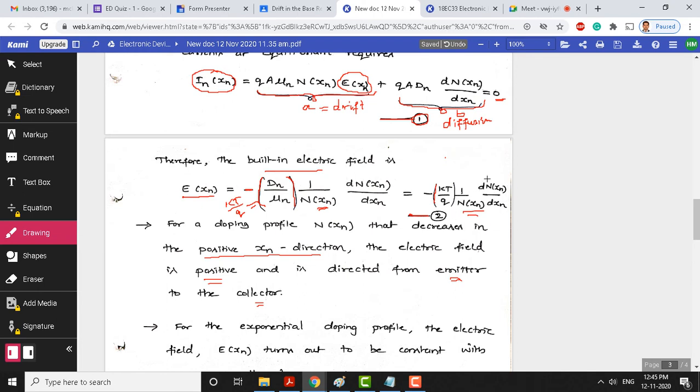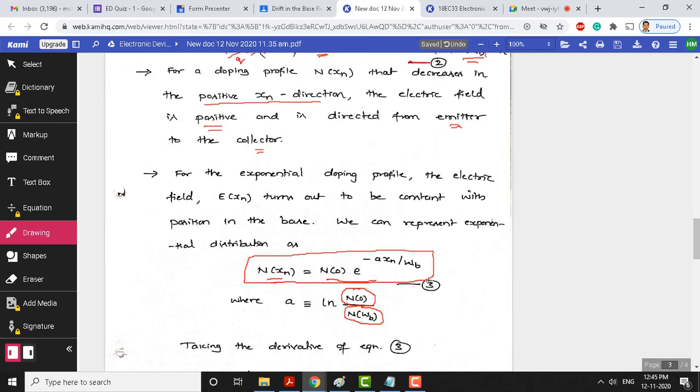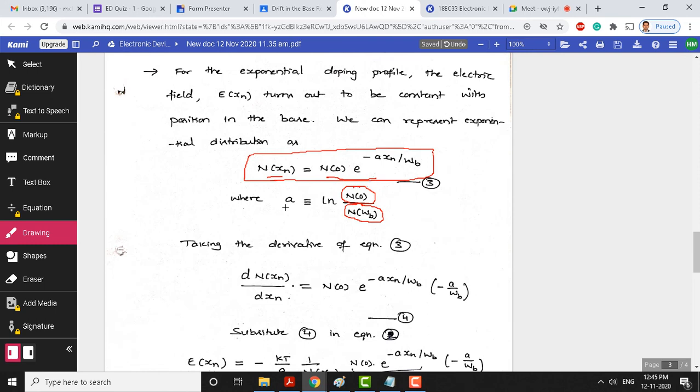So, we want to differentiate this. Look here, we have dN of x_N by dx_N. To obtain this relation, we want to differentiate equation 3 with reference to x_N. If you take the derivative of equation 3 with reference to x_N, N of 0 is kept as it is, and the derivative of e to the power of something is the same, e to the power of minus a x_N by W_B, and then in the exponential term we have a x_N by W_B with a negative value, so that becomes minus a by W_B.